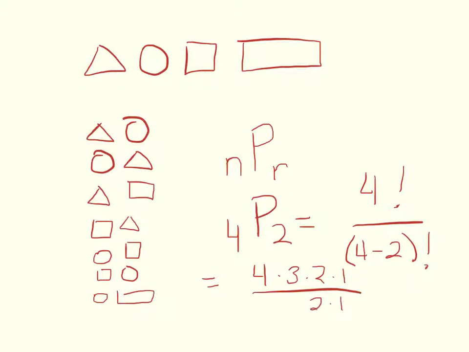Now, there's something kind of fun with factorials in that you don't need to always do so much math with them because they're easy to cancel out. Do you see that I can cancel these 2's out because there's a 2 on the top and 2 on the bottom, and also the 1's. So all I have is 4 times 3. So I have 12 different ways I could draw out 2 objects. Pretty neat.